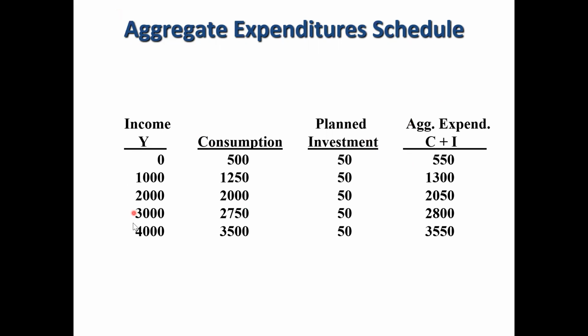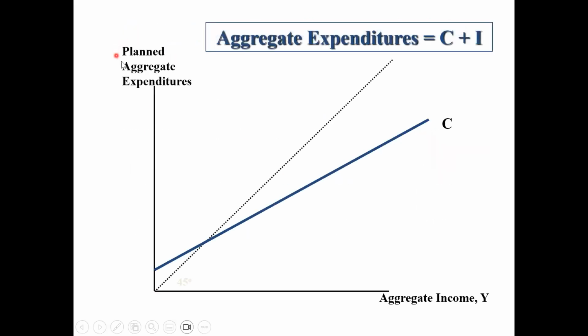As income changes and increases, consumption increases, while planned investment is held constant because it's an autonomous variable. So as the level of income increases, the aggregate expenditure will increase. This is the relationship between the planned aggregate expenditure and aggregate income.